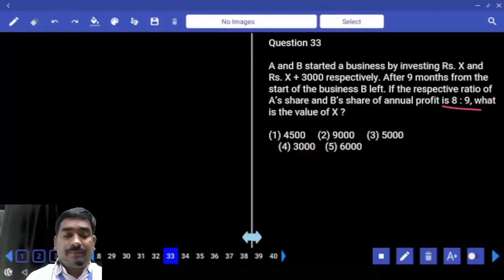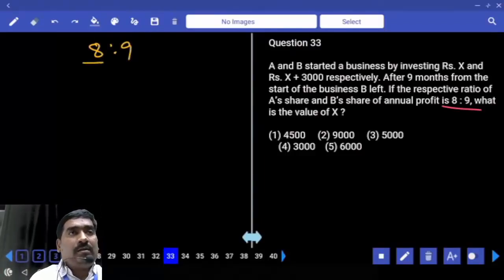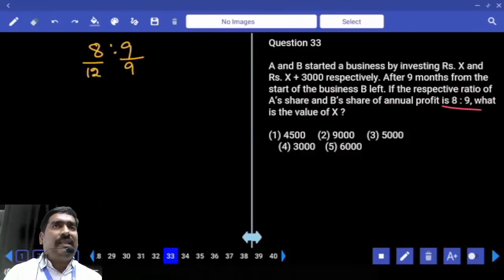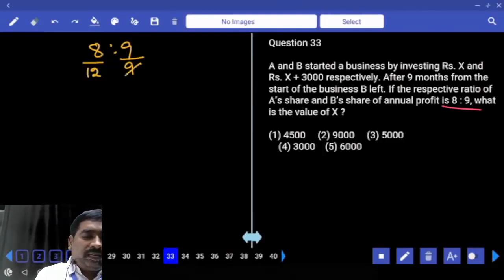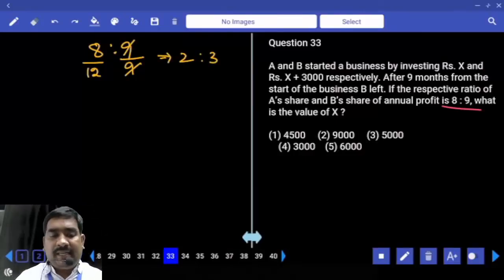What is the profit ratio? Profit ratio 8:9. A invested from beginning to end, so entire 12 months A is there. But B left after 9 months only. Profit ratio divided by time ratio will give us investment ratio. 9 cancels, 4 twos are 8, 4 threes are 12. Investment ratio is 2 is to 3. A invested 2 parts, B invested 3 parts.